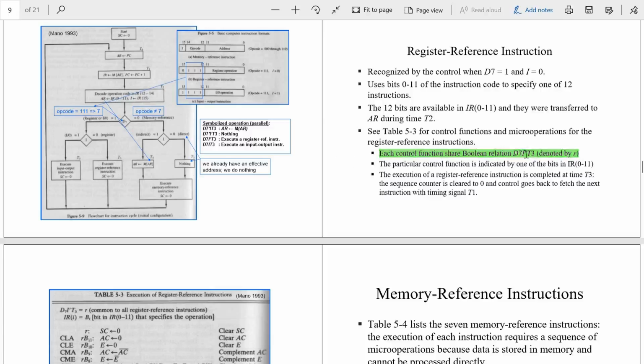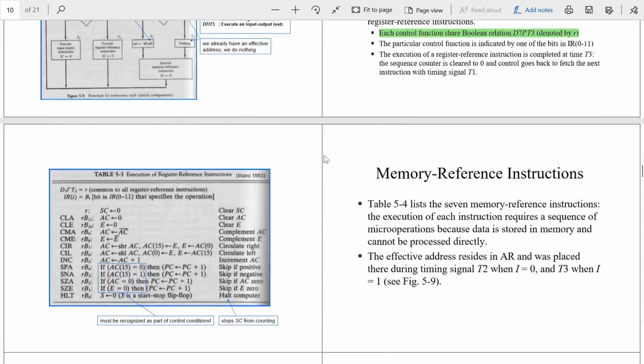The register reference Boolean relation is represented by R, and it continues with other Boolean relations, R and B11. Clear accumulator: the accumulator register is completely filled with zeros, so all the values hold zeros. Clear E means the E bit is 0. E is the same as the carry flag, so the carry flag holds logic 0.